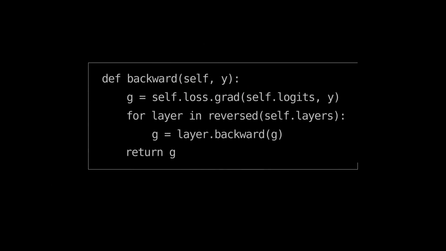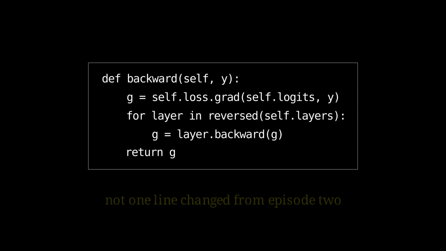Alright, the loss gradient is a vector now, but the backward pass has to change to handle a vector, right? Here is the backward pass. Read every line. It takes the gradient from the loss, then it walks the layers in reverse, handing each one the gradient and getting back the gradient for the layer below. There is nothing in here that knows or cares whether the loss handed it 1 number or 10. Not 1 line changed from episode 2. That is the payoff we earned 2 episodes ago. We derived the backward pass once by hand and verified it, and now it just works for K classes for free. We did not rebuild it, we reused it.